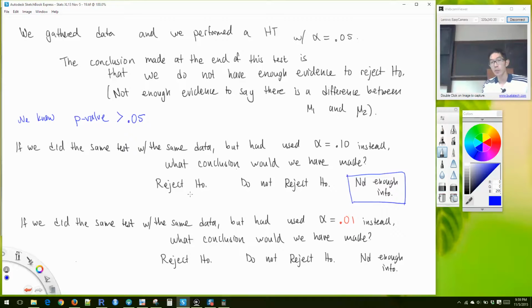Okay, same question, same data, same everything, but now alpha is 0.01. Do we know if our p-value is bigger or smaller than alpha? We know it's bigger. We know our p-value is bigger than 0.05. We know it's bigger than 0.01. So in that case, we would do not reject the null.